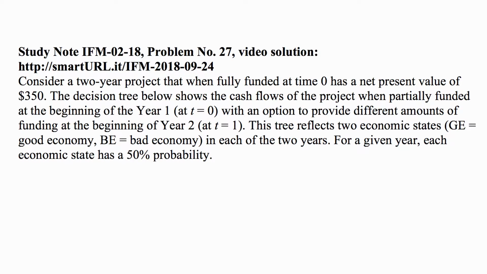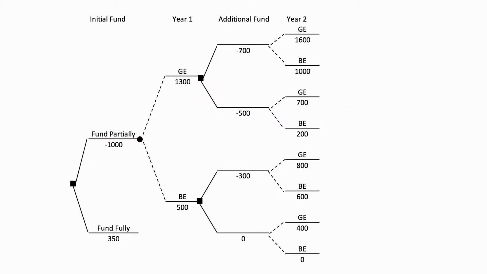Here's a problem for today. Consider a 2-year project that, when fully funded at time 0, has a net present value of 350. The decision tree below shows the cash flows of the project when partially funded at the beginning of year 1, so at time 0, with an option to provide different amounts of funding at the beginning of year 2, at time t equal to 1. This tree reflects two economic states. GE stands for good economy, BE stands for bad economy, in each of the 2 years. For a given year, each economic state has a 50% probability. Here's the picture.